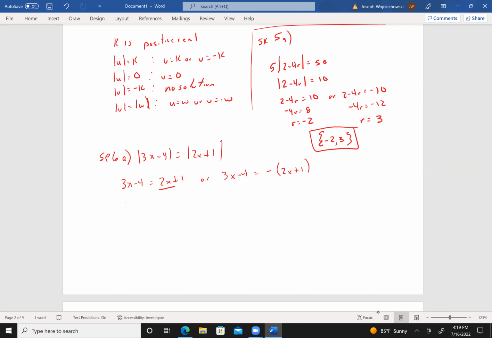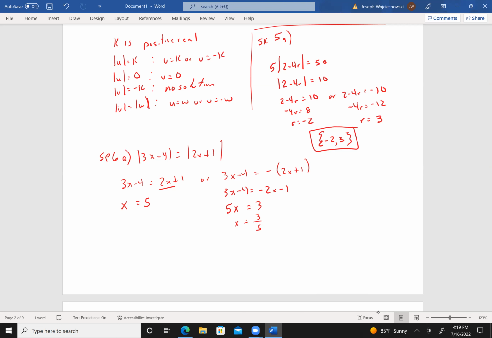Subtract 2x from both sides, we get x. Add the 4 to the other side, and we get equals 5. Over here, we need to distribute this negative, so I have 3x minus 4 equals negative 2x minus 1. Add 2x to both sides, we get 5x. Add 4 to both sides, and we get equals 3, and x equals 3/5.